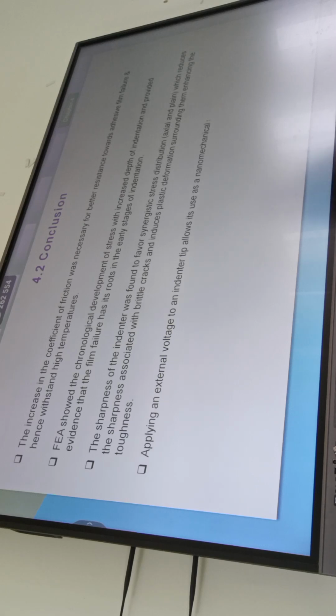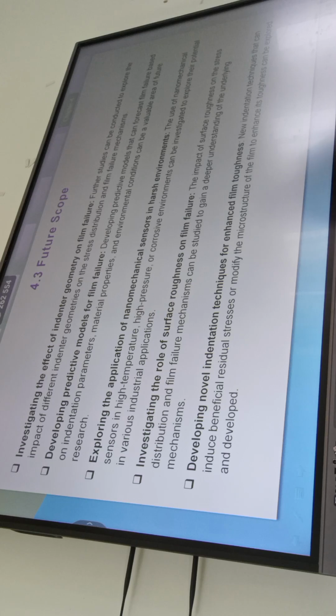Fourth, applying an external voltage to an indenter tip allows its use as a nanomechanical sensor. So for the future scope, we can say: investigating the effect of indenter geometry on the film failure and developing predictive models for film failure, then exploring the application of nanomechanical sensors in harsh environments, investigating the role of surface roughness on film failure, and developing a novel indentation technique for enhanced film roughness.